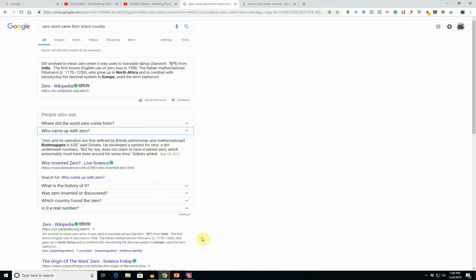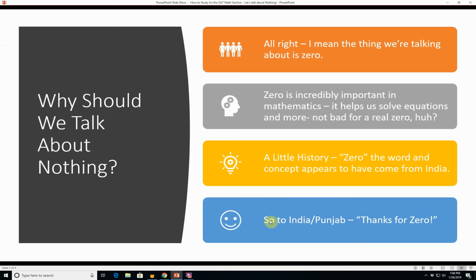It does remind me of a conversation I had with one of the members of a family that owns several Indian restaurants in this area. He was from Punjab, and he said, well, the Punjabis, which is part of India, the Punjabis live in the Punjab, which is part of India, is what I mean, invented zero. So I told him, well, I'm not going to tell you thanks for nothing, but thanks for zero. Okay, so here we go, back to the presentation. So, to India and Punjab again, thanks for zero.